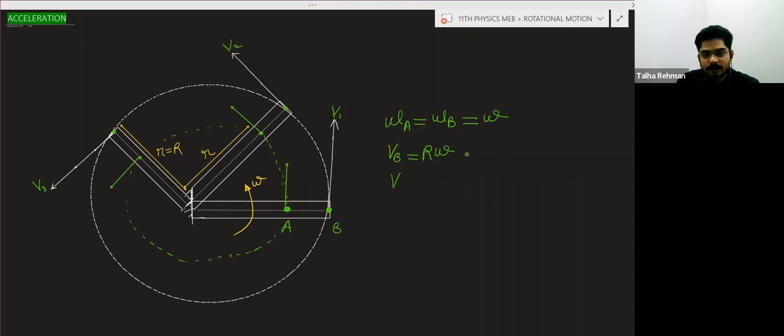For particle B. Now for particle A, this is the velocity of particle A. This is the velocity of particle B. So the linear velocity of particle B is given by, now this particle is moving in a circular path, so the velocity of this particle is equal to this distance, which is given as small r, into omega.